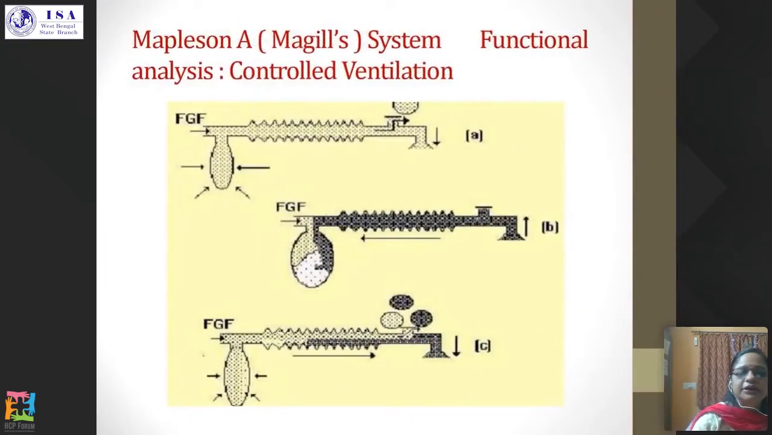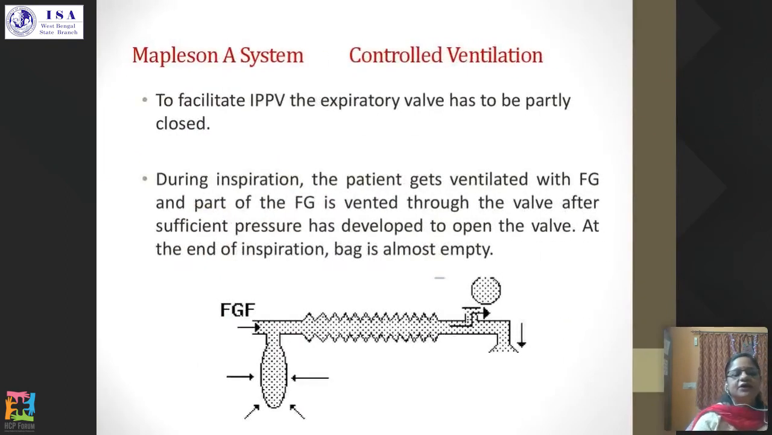Now we will go to the Mapleson A system, what occurs in controlled ventilation. In controlled ventilation, we have to close or partially close the valve. To facilitate IPPV, the expiratory valve has to be partly closed. During inspiration, the patient gets ventilated with the fresh gas flow, and part of the fresh gas flow is vented through the valve after sufficient pressure has developed to open the valve. At the end of inspiration, the bag is again almost empty.